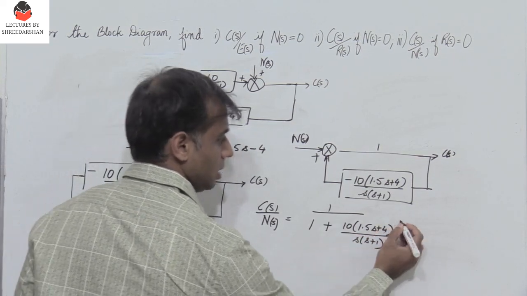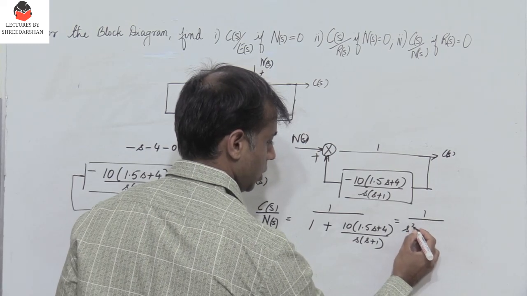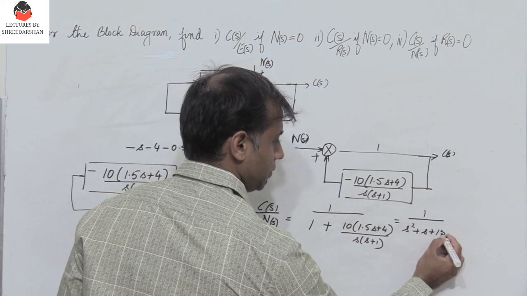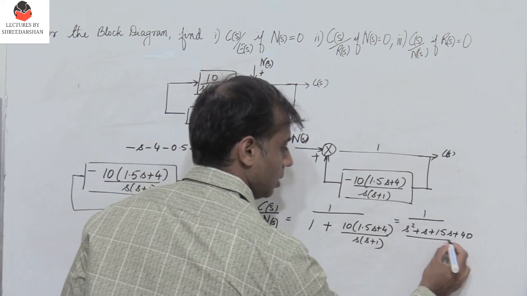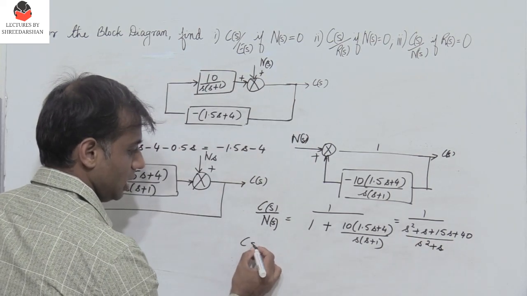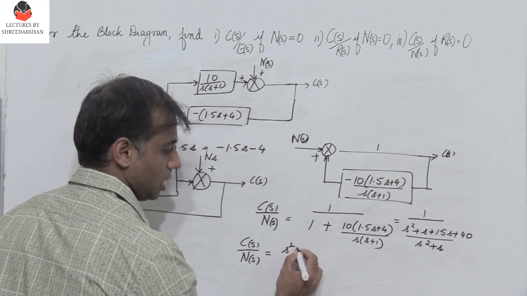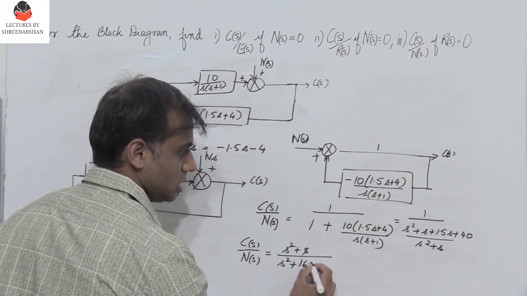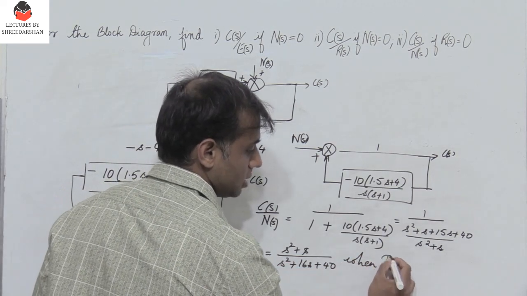If I take the LCM, you get 1 divided by, so you have s square plus s plus 15s plus 40 divided by s square plus s. So the final expression C of s by n of s is equal to s square plus s divided by s square plus 16s plus 40, and this is when R of s is equal to 0.